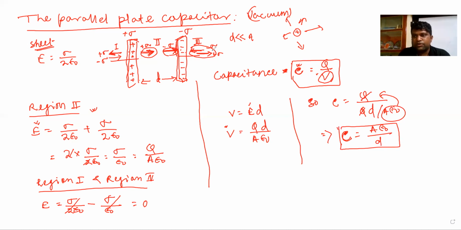Now in the next section we'll insert one dielectric in between the parallel plate capacitor, and we'll find out how it affects the capacitance of the capacitor, how it will increase or how it will decrease the value of capacitance. We'll see the effect of the dielectric in the parallel plate capacitor, that we will discuss in the next section.